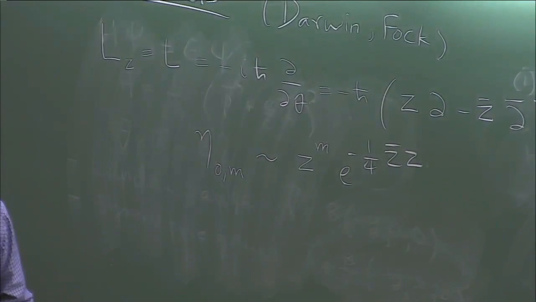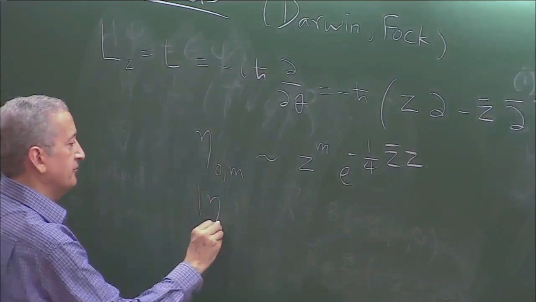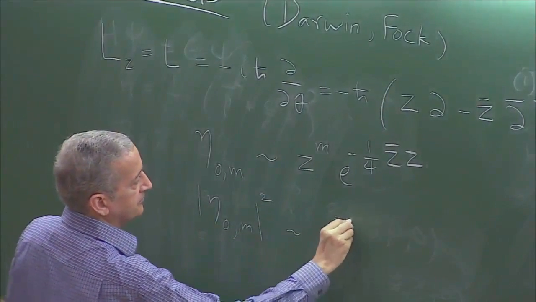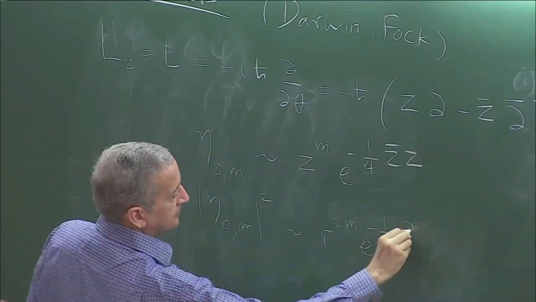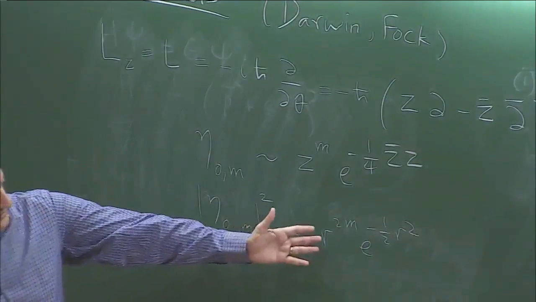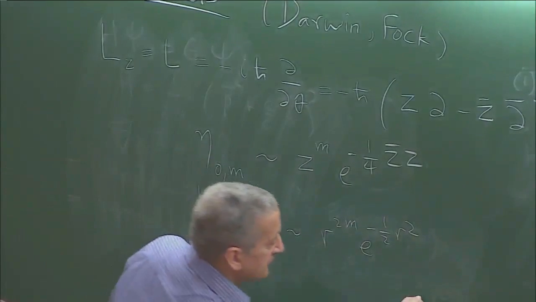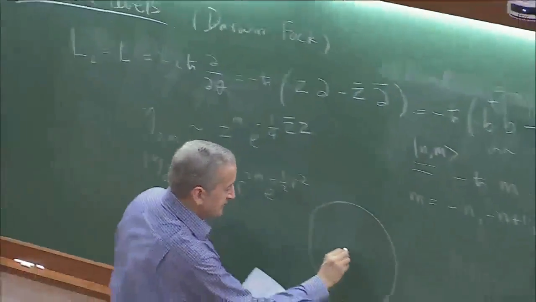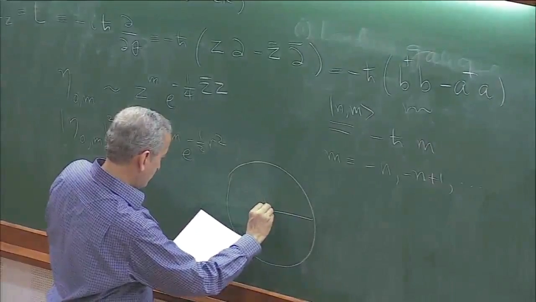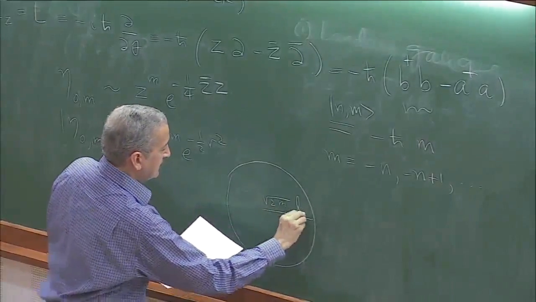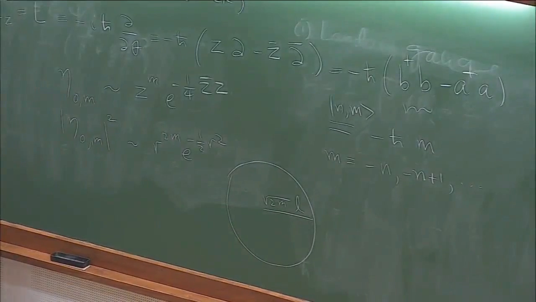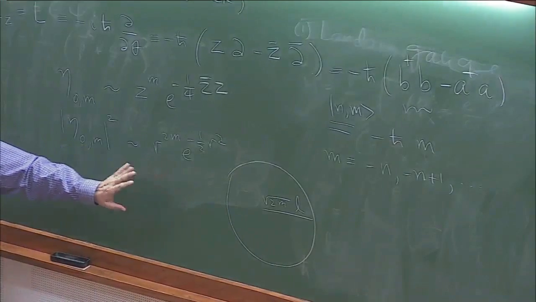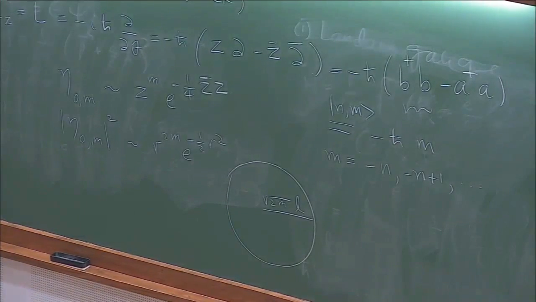Take the derivative of that with respect to r. This has a circular shape. Its radius is square root of 2m, and I'm putting back the length scale, that's the magnetic length. You can get that just by taking the derivative of this and setting it equal to 0. So it looks like this.